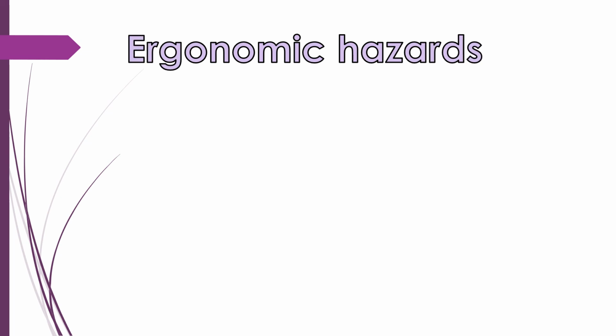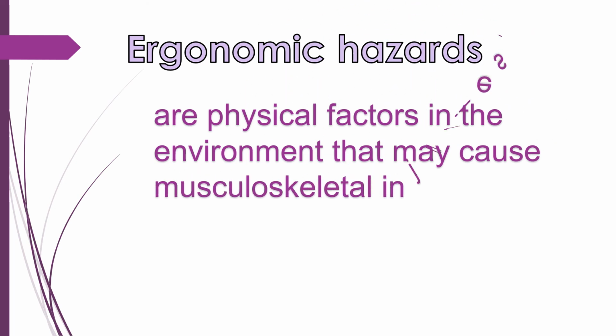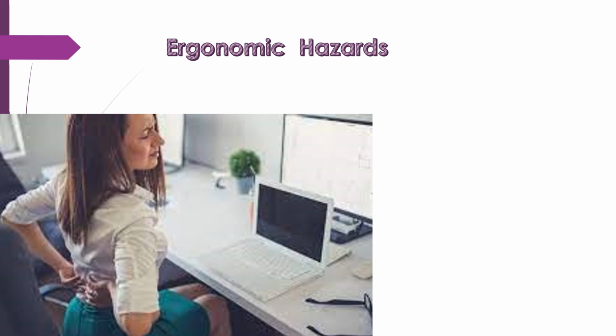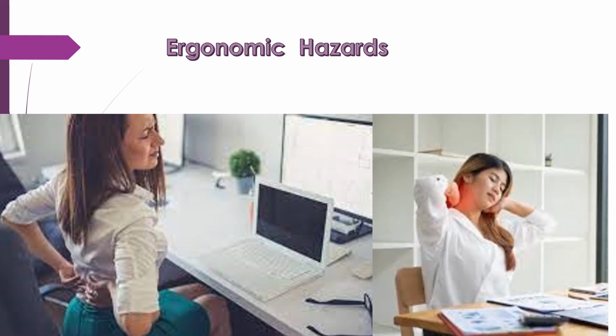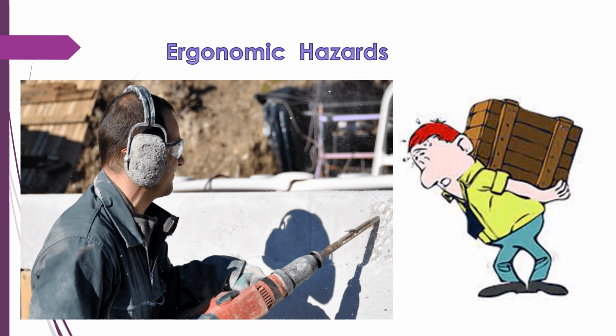Another type of hazard is ergonomic hazards. These are physical factors in the environment that may cause musculoskeletal injuries. Ergonomic hazards include uncomfortable workstation height and poor body positioning. An office receptionist is having back pain and neck pain. Another example of ergonomic hazards: vibration, using too much force, especially if it is done frequently.